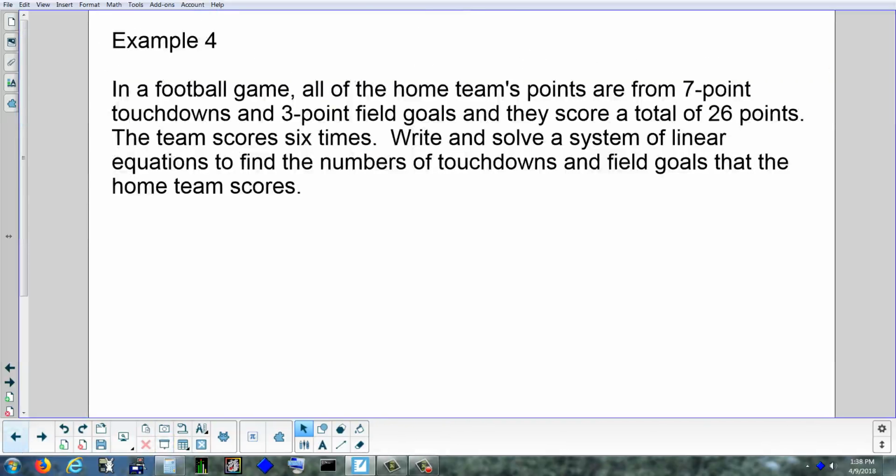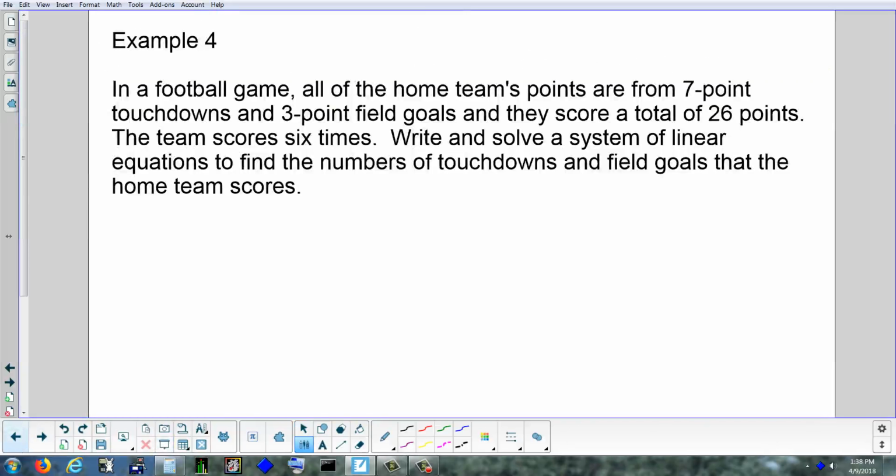The last one. Oh, you guys had to throw a word problem in. Yeah, I gotta throw that word problem. All right, so it says in a football game, the home team gets 7 points for a touchdown, they get 3 points for a field goal, and they scored a total of 26 points. The team scored 6 times.